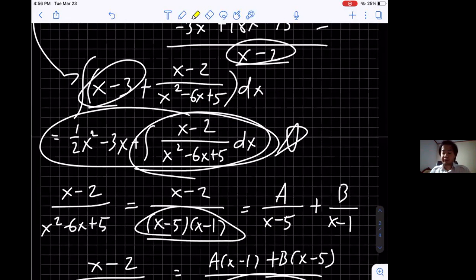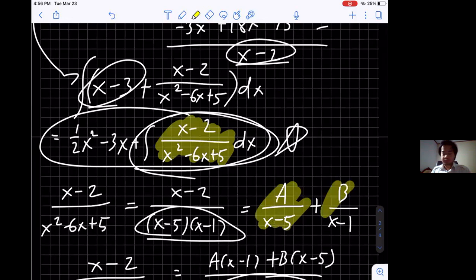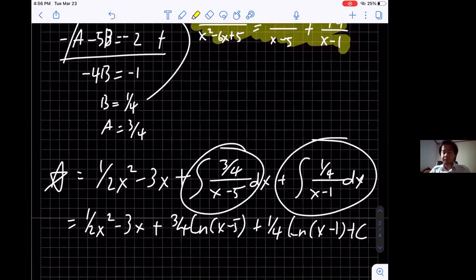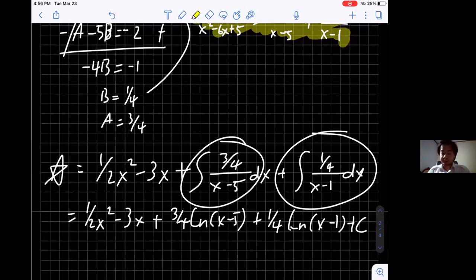And then after you make sure of that, then you can resolve this into smaller fractions, using the method, you get the A and the B. After you resolve it, then it's easier to be integrated. I hope you understand that.